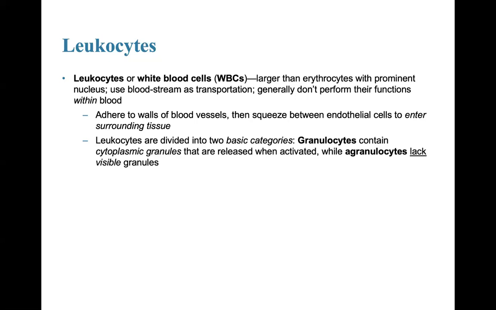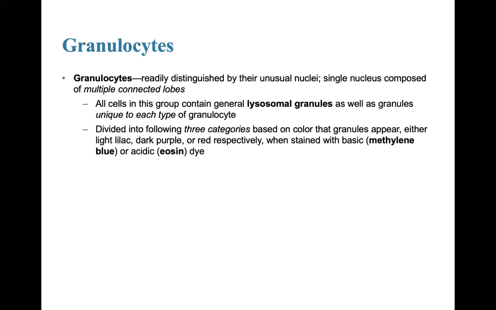Leukocytes are divided into two basic categories: granulocytes, which contain cytoplasmic granules that are going to be released when they're activated, while the agranulocytes will lack these visible granules. And these granules can actually be stained, as you'll see in a second. The granulocytes are readily distinguished by their unusual nuclei. It's a single nucleus that is composed of multiple connected lobes, so it actually appears that it has multiple nuclei when in reality it only has one.